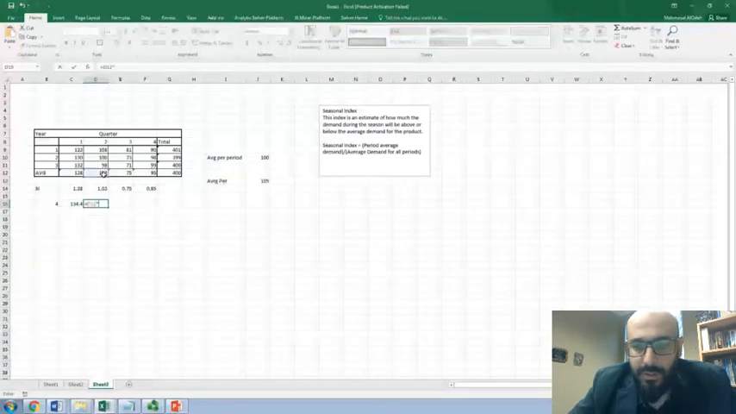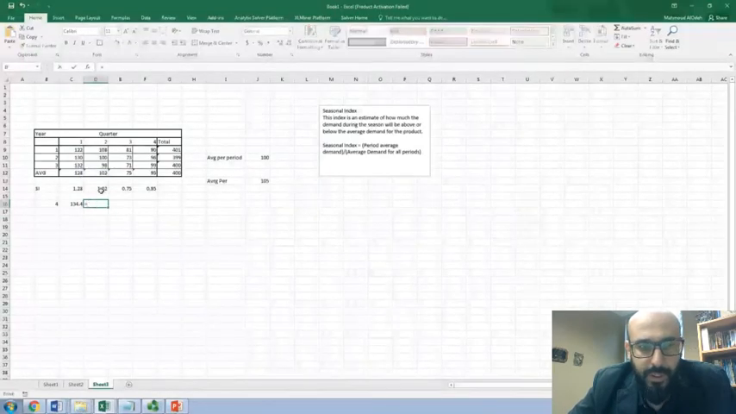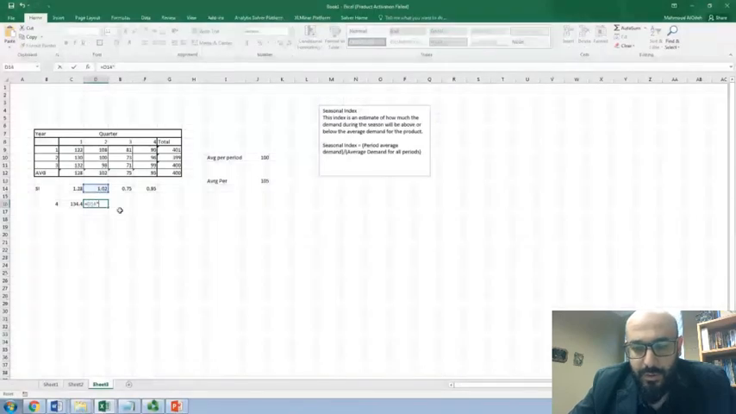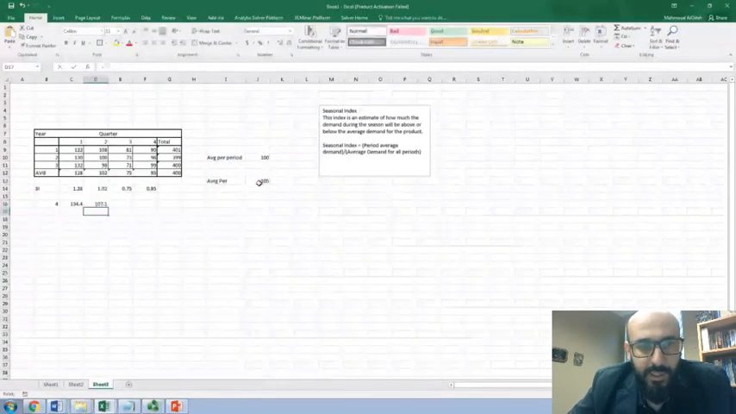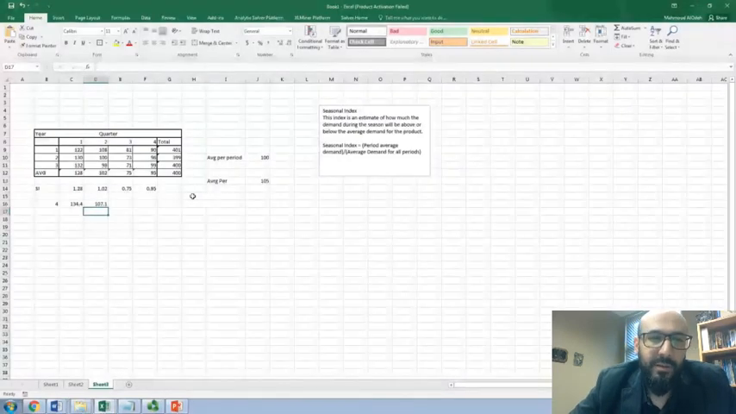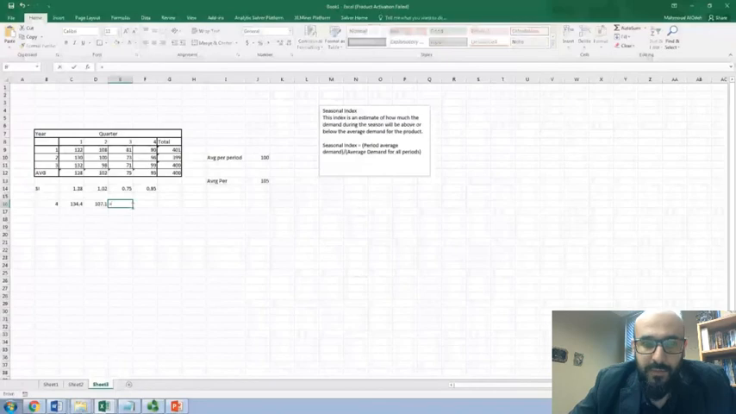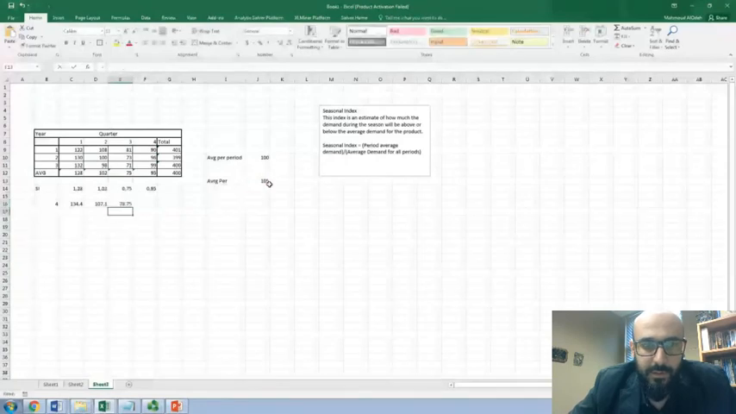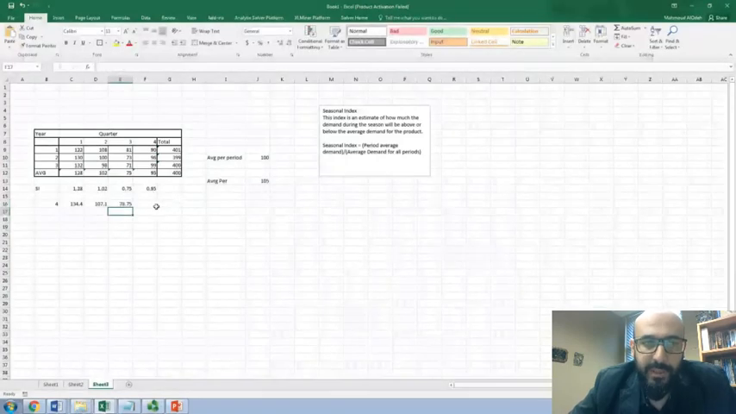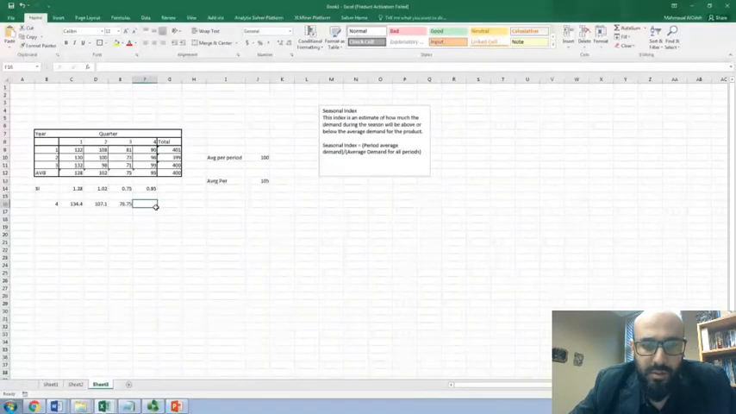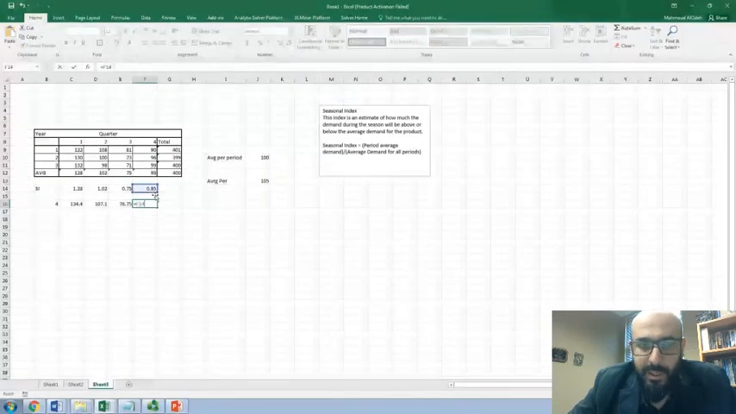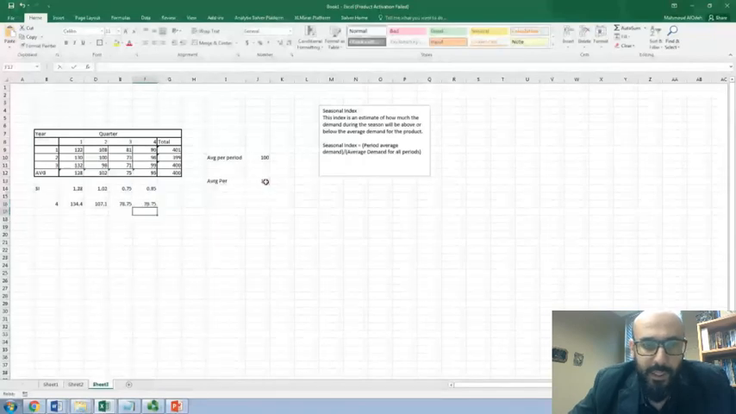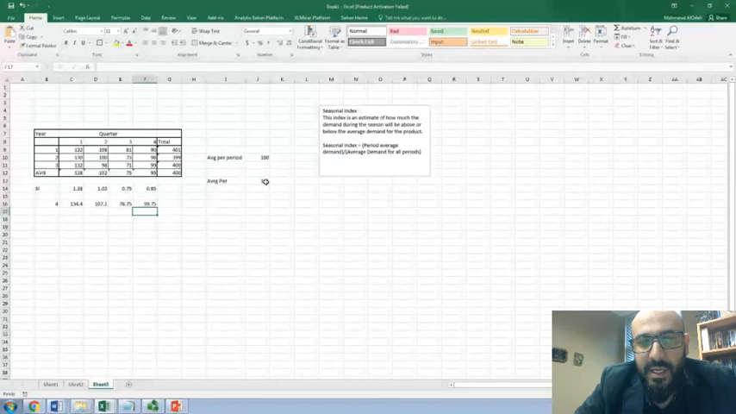Same thing, 1.02, I'm sorry, 1.02 times the 105. The demand for the second quarter would be 107. Same thing for quarter 3, 0.75 times the 105. That would be 78 for that quarter. The last quarter would be 0.95 times the 105. And this way we calculated and forecasted how many units we need for each quarter using the seasonal index.